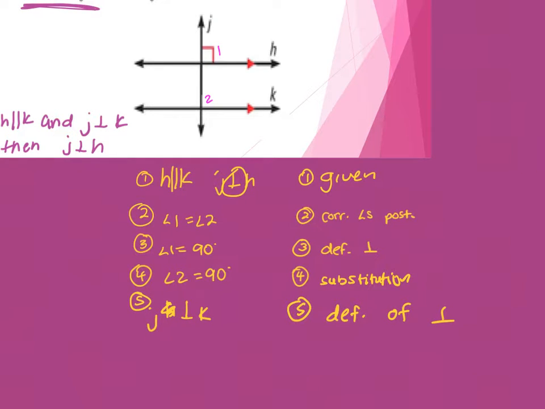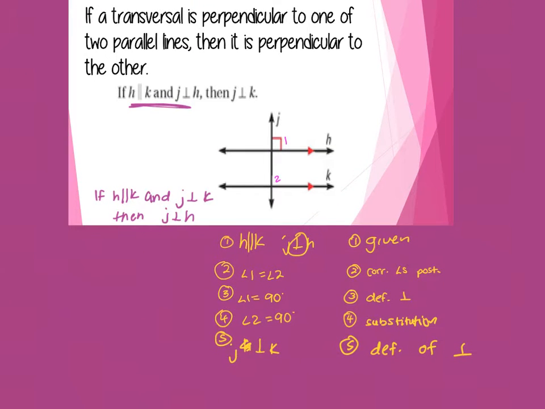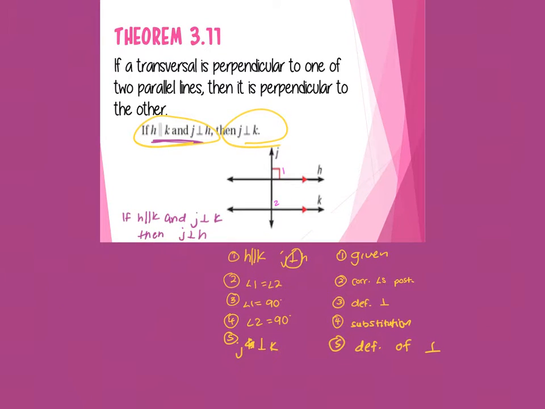Again, you could go through those 5 steps, or you could use the given and the proof using this theorem. So you could go through those 5 steps, it's still right, or you could go from here. If this is true, that's your given, then this is true, and your reason is if a transversal is perpendicular to one of two parallel lines, then it's perpendicular to the other.